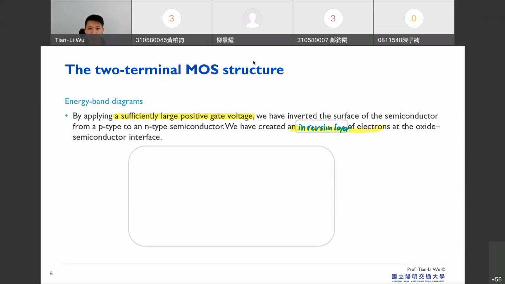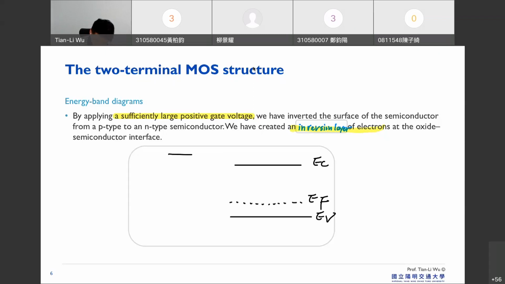So what does this mean? That can also be understood from the band diagram here. Again, we have the EC and EV here. That's the conduction band, that's the valence band, and then we have the Fermi level here. If we apply our gate bias as large as possible, we can start to pull down this band bending. This will be the gate side. Once we apply a large positive bias, we will start pushing this band going down.